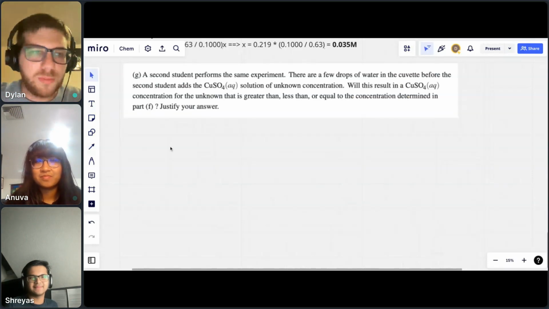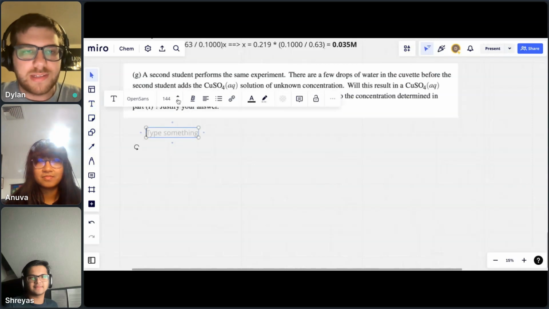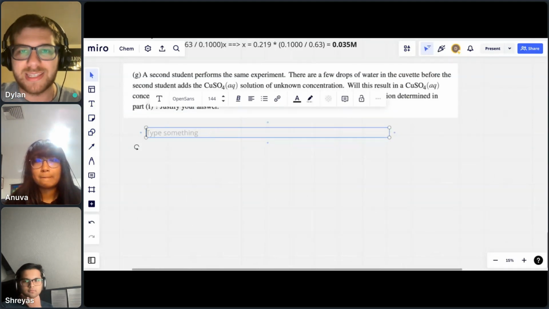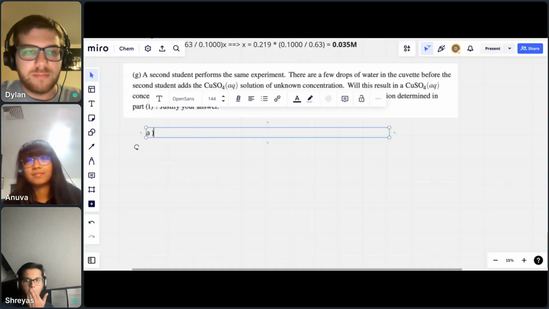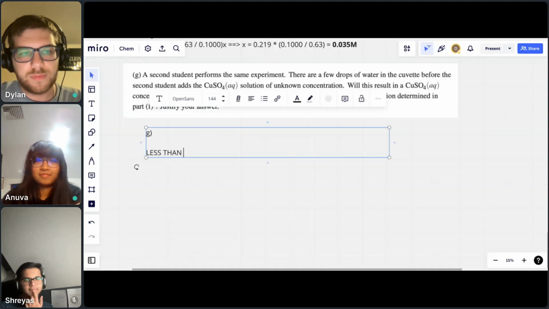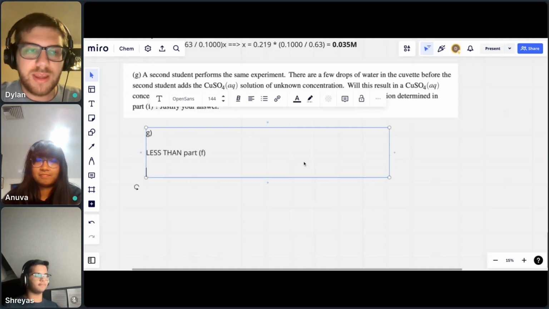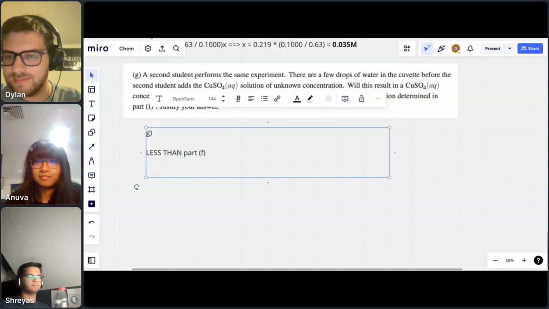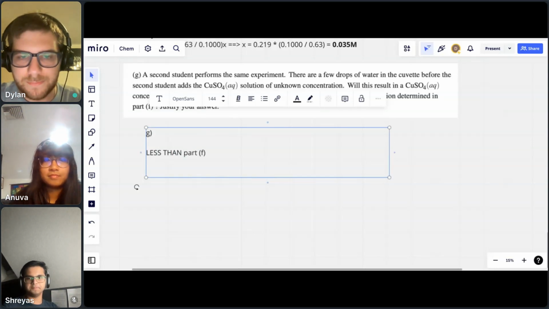All right. So let's talk about whether it's less than or greater than or equal to. Typically, honestly, in these problems, equal to is the less likely answer. Doesn't mean it's not possible, but usually they're asking you about something that's changed. So anyway, part G. This will result in a concentration less than part F. Right? So what's our actual answer?